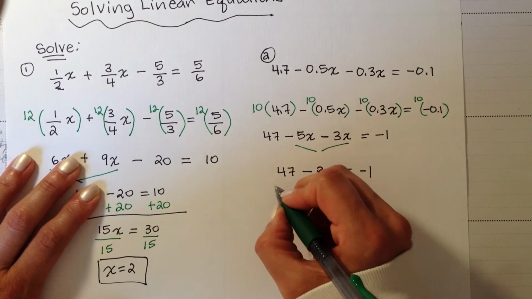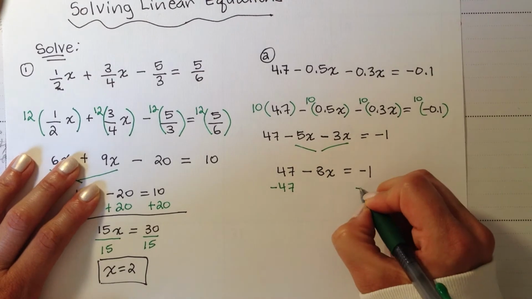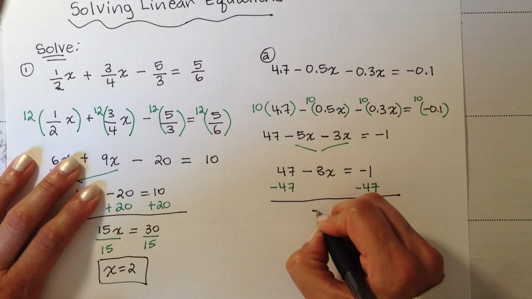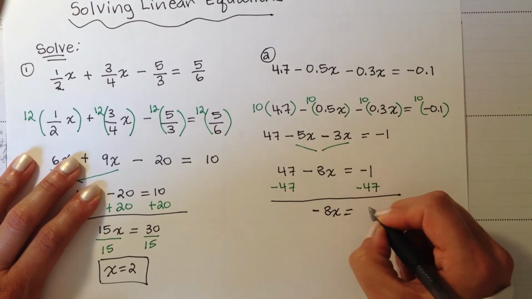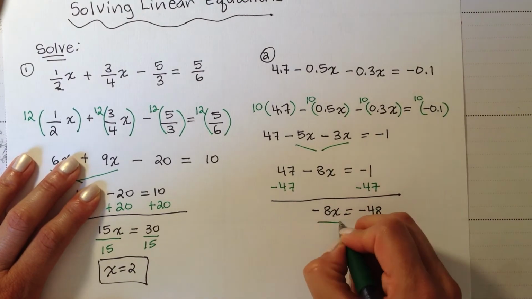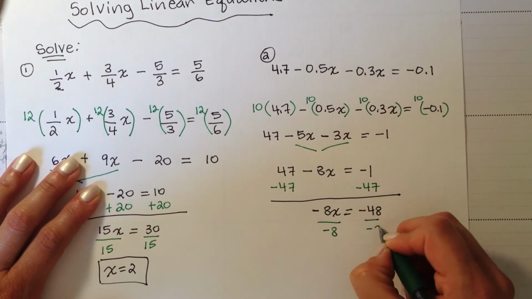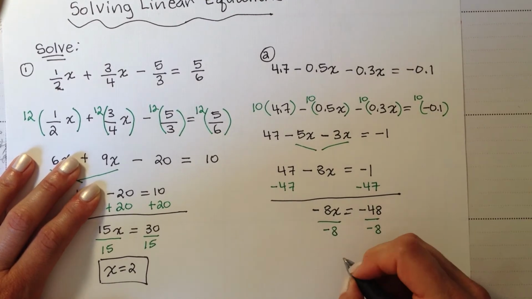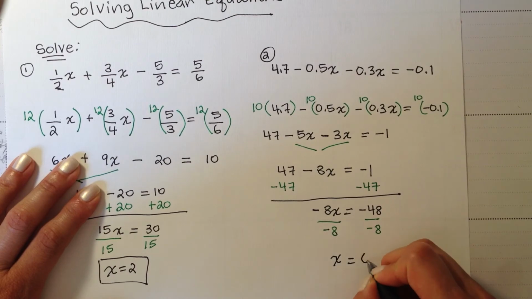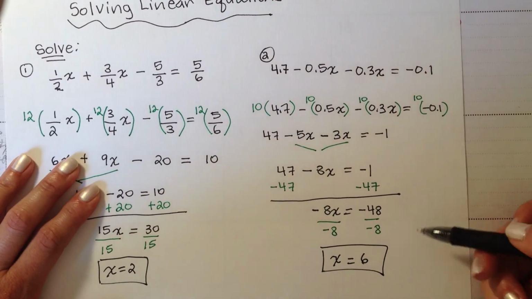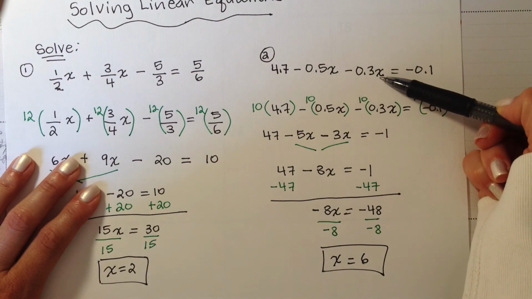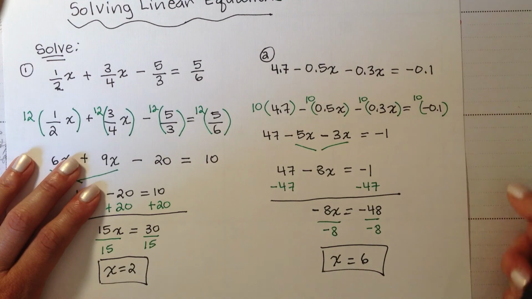We subtract 47 from both sides. Negative 8x equal to negative 48. Divide by negative 8 on both sides. And we simplify and we get x is equal to positive 6. And again, you can take your answer, plug it back into the original equation for x, and then make sure that the right and left sides are equal.